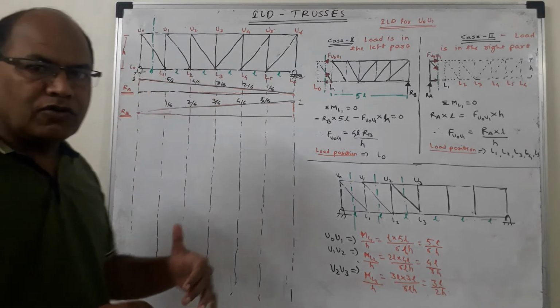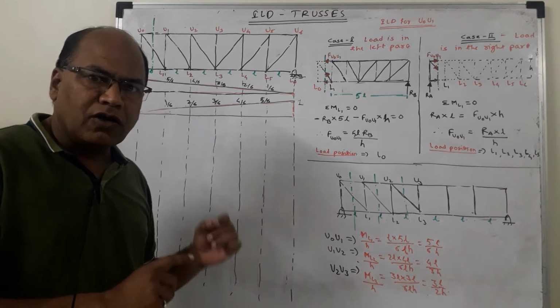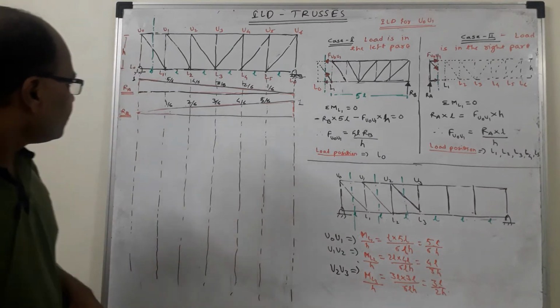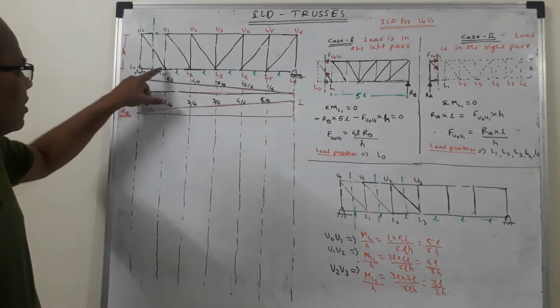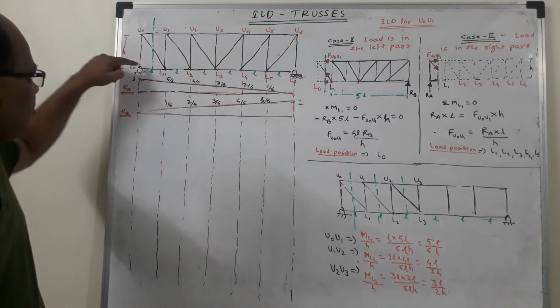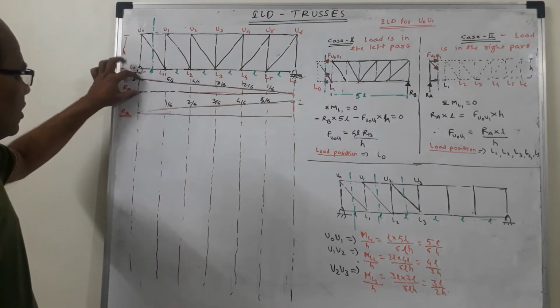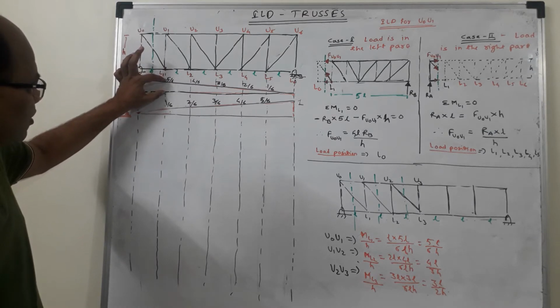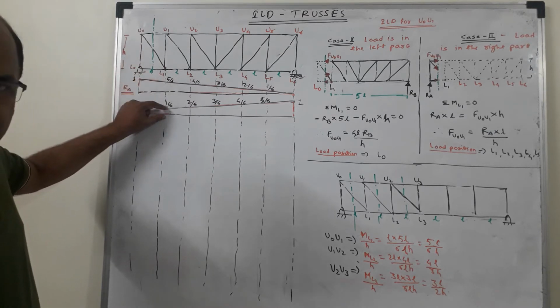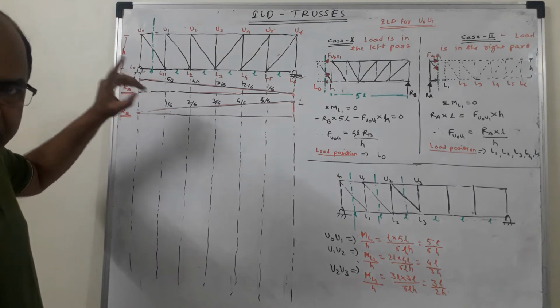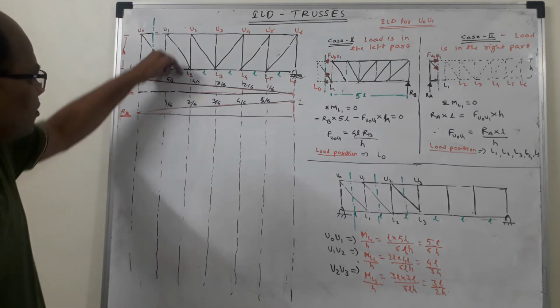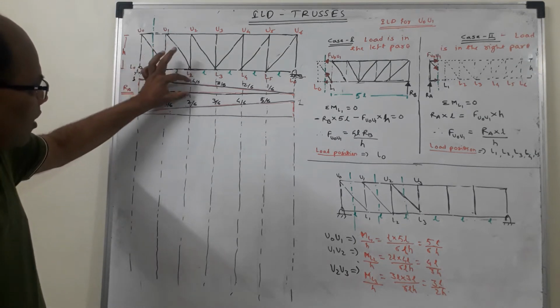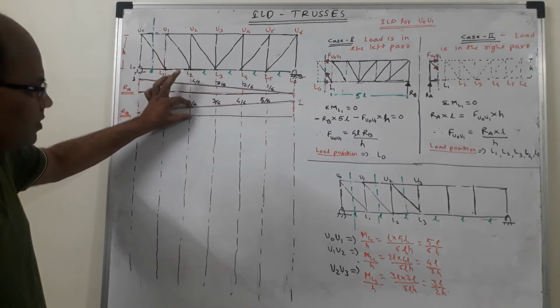So this is how the load is going to move along the bottom chord panel points. Means the load is taking different positions. When the load is at L0, RA is 1. When the load is at L1, RA is going to be this ordinate, whereas RB will be this ordinate. It is what we know from the basics of ILD. So when the load is at position L2, RA will be this ordinate, RB will be this ordinate.